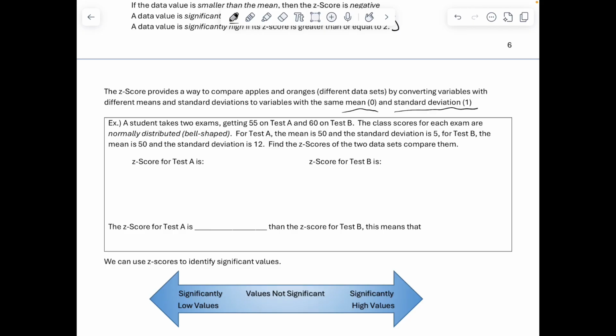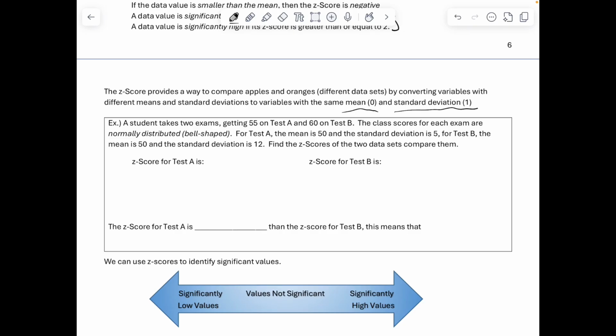It says a student takes 2 exams, getting 55 on test A and 60 on test B. The class scores for each exam are normally distributed, or bell-shaped. For test A, the mean is 50 and the standard deviation is 5. For test B, the mean is 50 and the standard deviation is 12. Find the z-score of the 2 data sets and compare them.